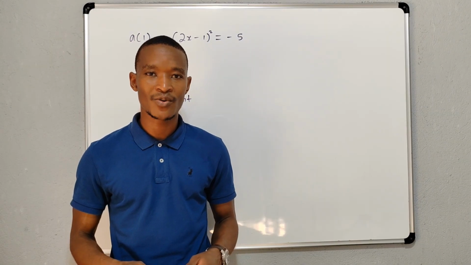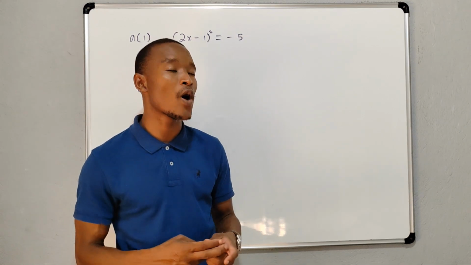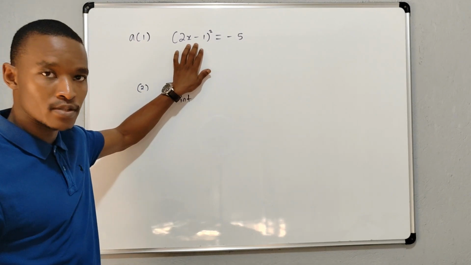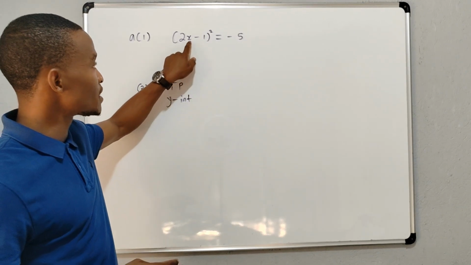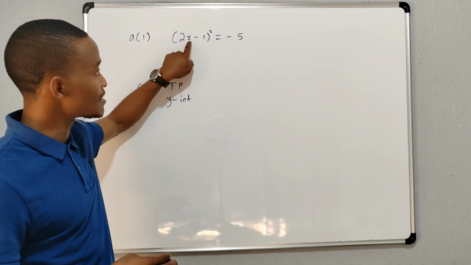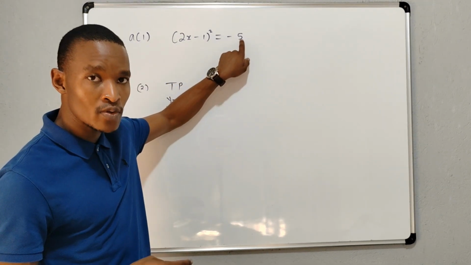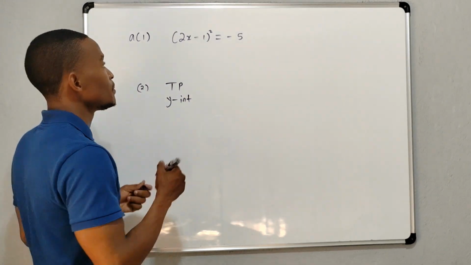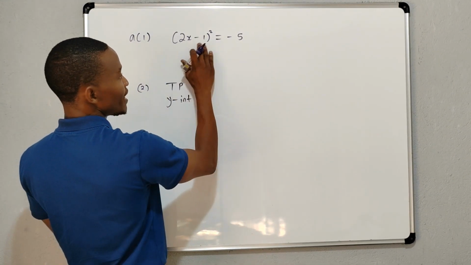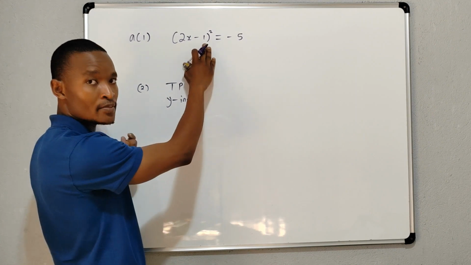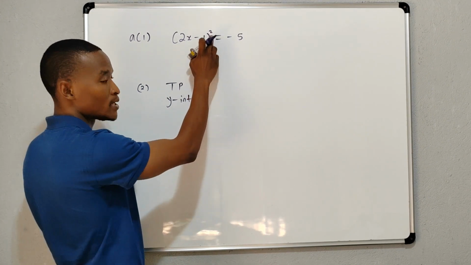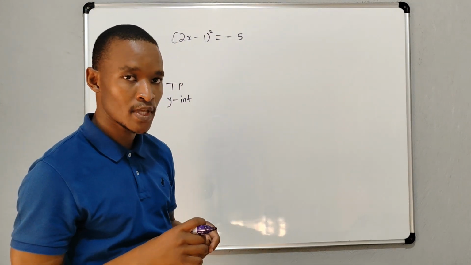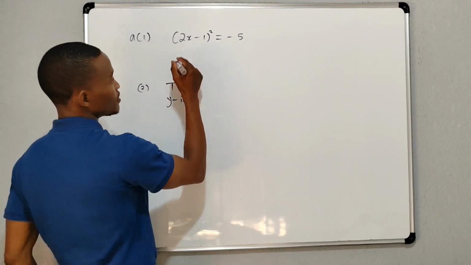Alright, so the question is asking you to explain why this equation has no real solutions. In other words, is there a real number that we can substitute here for x such that this equation is true? Definitely not. That number does not exist. Why? Because if you take any number, in this case it is described as 2x minus 1 and you square it, you're going to end up with a negative or a positive quantity. Positive one. Okay, so that is the reason.